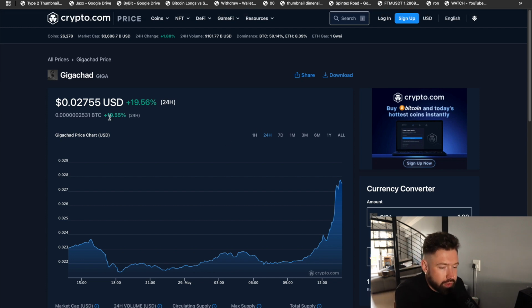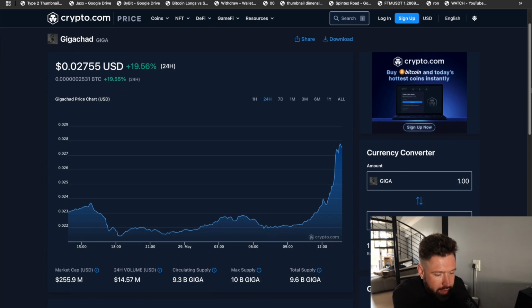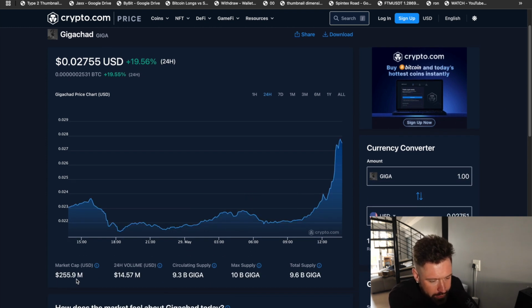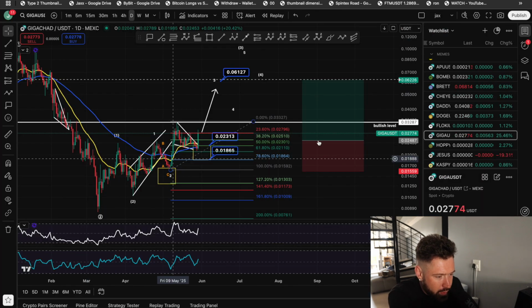Currently sitting at 0.027. We just entered a trade before it started pumping. We're up 20% on the day. We're seeing a market cap of 255 million, 25 volume, 14.57 million. So if we open the chart, you can see where we entered our trade.